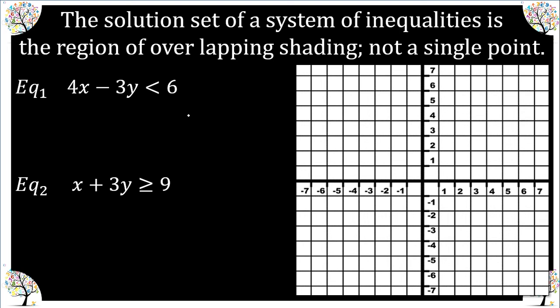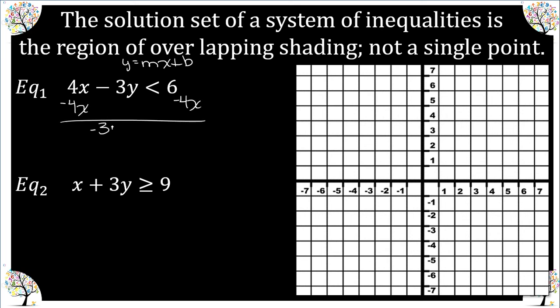Okay, now let's do a system of inequalities, and this time instead of having a single point for the solution, we will have a region. So these have to be in slope-intercept form, and what we have to remember is if we multiply or divide by a negative, we have to flip around the inequality. So we're going to subtract out the 4x from both sides.